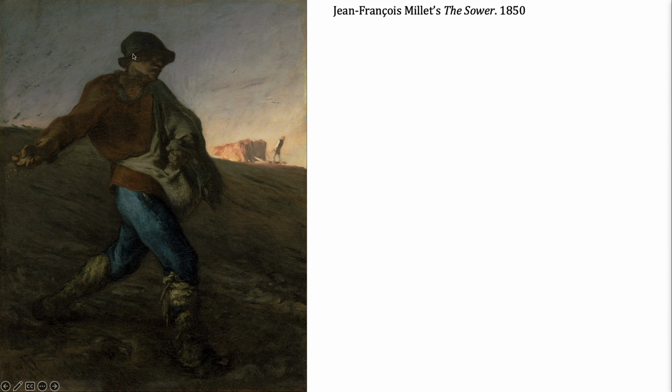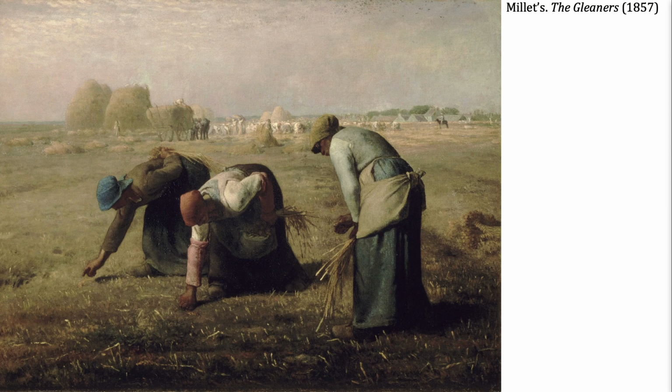And I like how he has this dark shadow across the face, right? So we really can't see his eyes. We really can't see his individuality. Because to Millet, his individuality doesn't matter, right? He's representing the common man or the everyman that has this same kind of struggle.